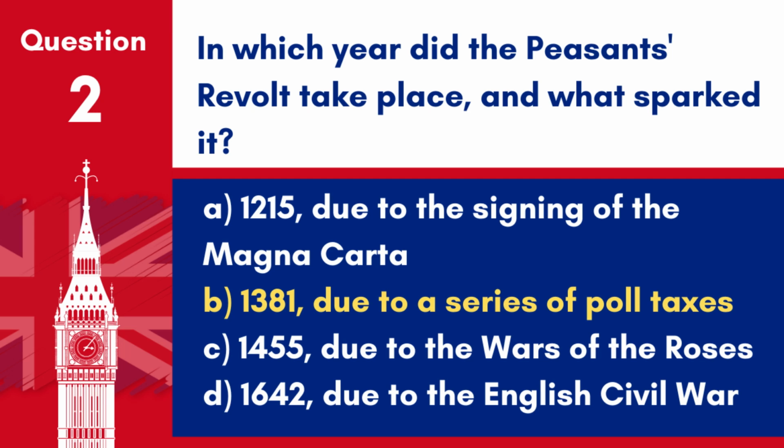Answer: B. 1381, due to a series of poll taxes. The Peasants' Revolt took place in 1381, sparked by the imposition of a series of poll taxes.